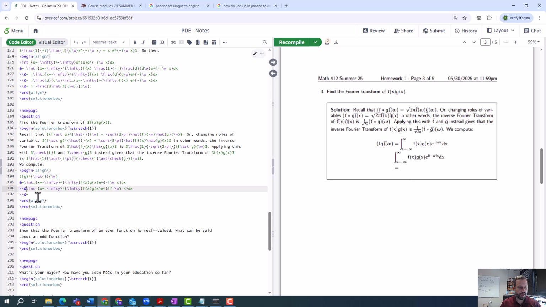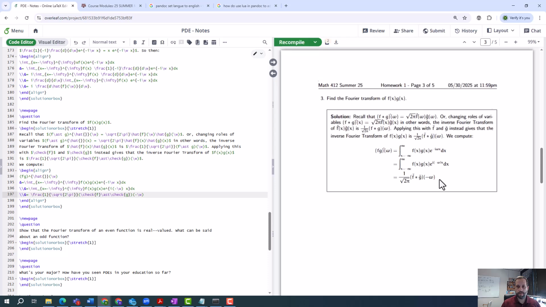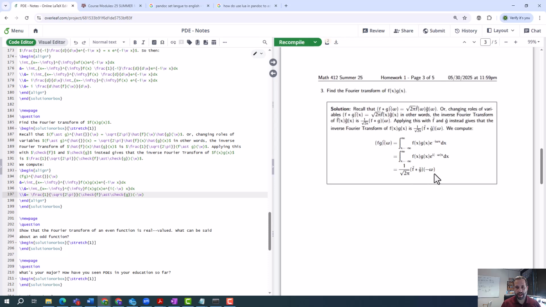Need to have an equal sign right there. Okay, and so this is going to be the inverse Fourier transform of f times g, which is f check star g check divided by the square root of 2 pi. The only difference is that we're evaluating it at minus omega instead of omega. So it's just going to be equal to this, and we're going to put a minus omega here. Okay, and we have that right there.